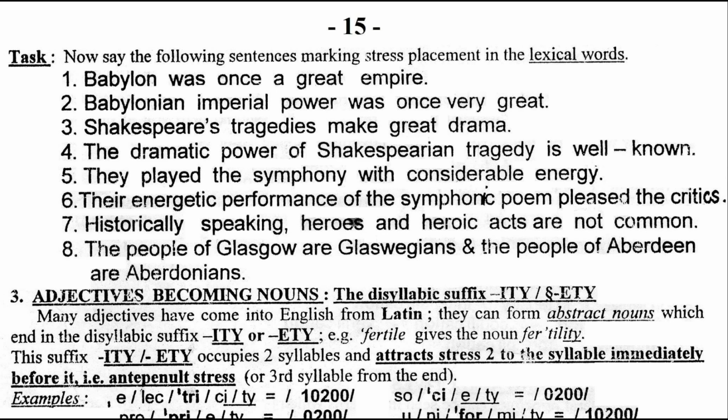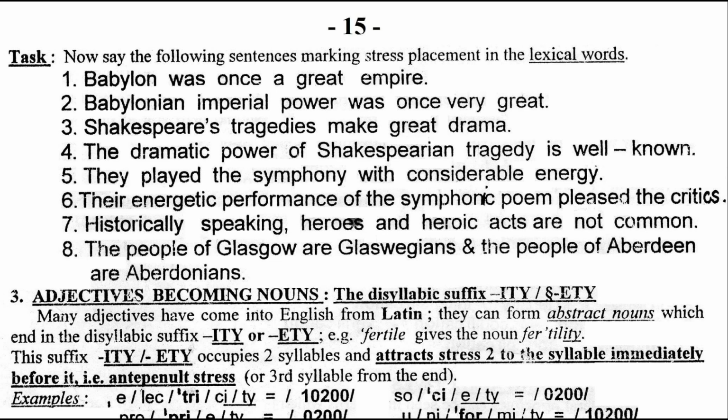The last sentence, which is sentence number 8. The people of Glasgow are Glaswegians and the people of Aberdeen are Aberdonians. Again, the people of Glasgow are Glaswegians and the people of Aberdeen are Aberdonians. So, the is an article, it is not stressed. People is a noun and it is stressed on the first syllable, on P. Of is a preposition, it is not stressed.